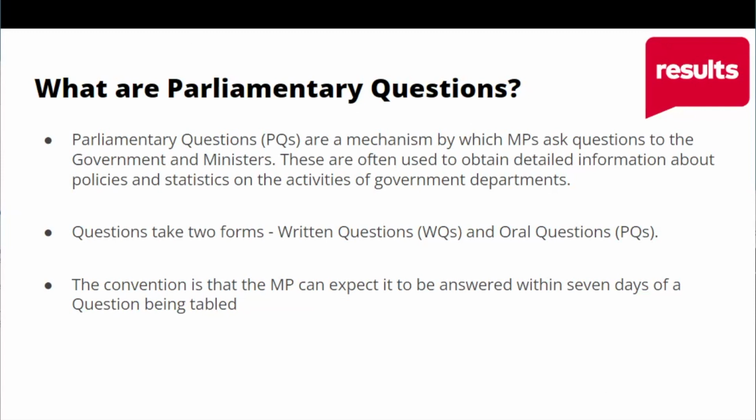So what are parliamentary questions? Parliamentary questions are the mechanism by which parliamentarians ask questions of the government. And they come in two forms typically, written questions and oral questions. Oral questions are the ones that you would see when you watch Parliament TV, or Prime Minister's Questions, which is the best example of oral questions, where they're orally asked in Parliament, if the name doesn't make that obvious.